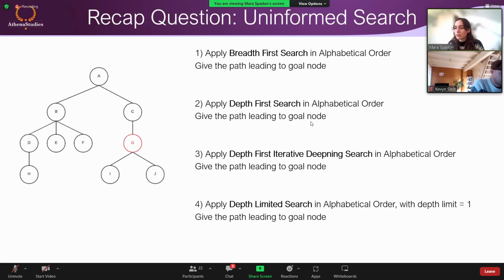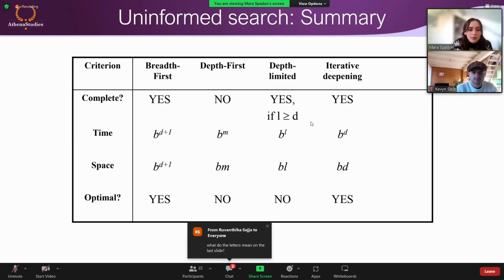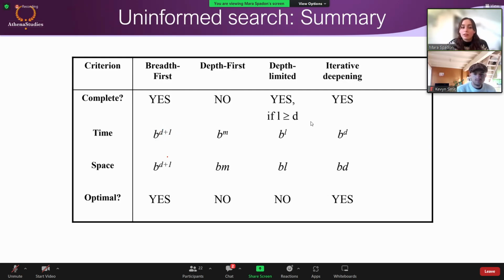Okay, so let's do a little recap question. Let's just go through it together. So for the first one, what do the letters mean on the last slide? Yes, for this one, we could have depth, basically. So with breadth first search, you could have the time complexity depth plus 1. With depth first search, this M means the maximum depth of any node, because of course it takes as long as the maximum depth, right? Because you have to go all the way down. And this L is the limit, basically. So we have depth, and we have the maximum depth of any node, and we have the limit here.